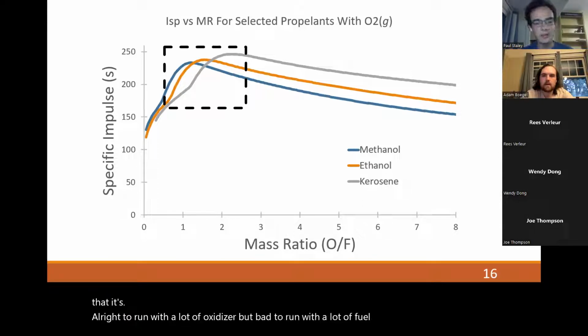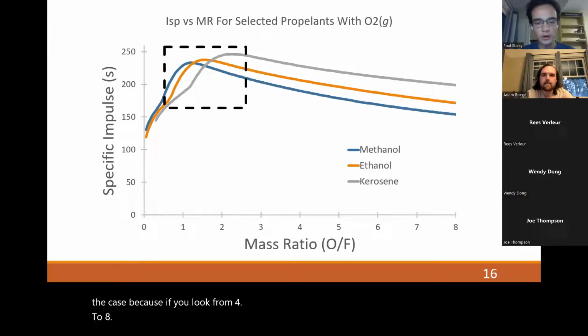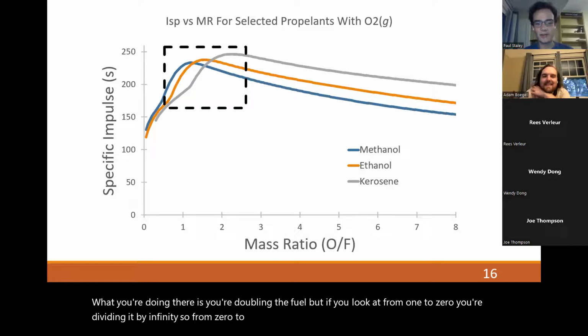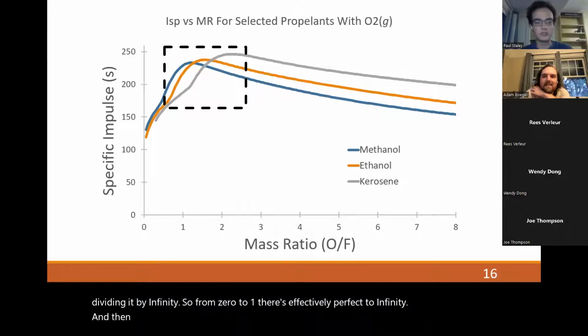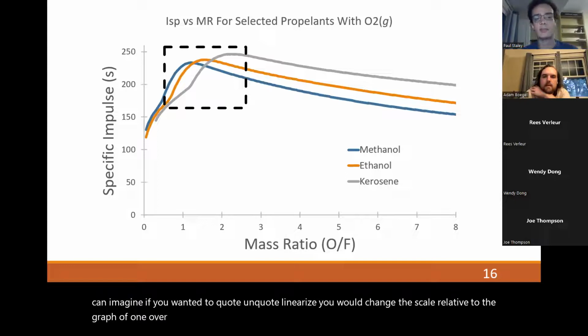And that's not necessarily the case, because if you look from 4 to 8, what you're doing there is you're doubling the fuel. But if you look at from 1 to 0, you're dividing it by infinity. So from 0 to 1, there's effectively perfect to infinity. And then the range from 1 to 8 is just 1 to 8. So I'm not sure I'm explaining this great, but if you wanted to quote unquote linearize this, you would change the scale relative to the graph of 1 over x, and things would look a lot less squished on one side.